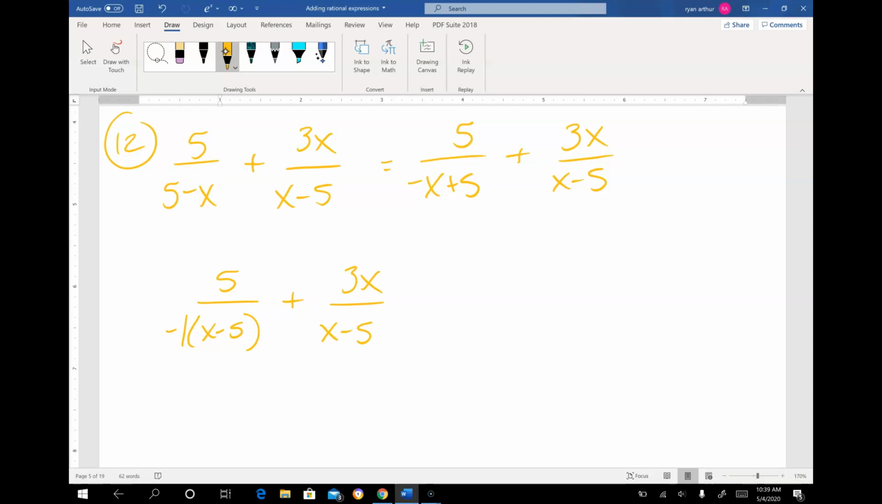Now, that negative 1 is really just a negative, correct? Just like a 1 is just a positive. And when you have a negative on the denominator or the numerator, you can actually move it to the top or move it to the bottom. That negative is just for the whole expression. So these denominators look exactly alike except for that negative. Well, that negative can be moved to that 5, and I can have a negative 5 over x minus 5 plus 3x over x minus 5.